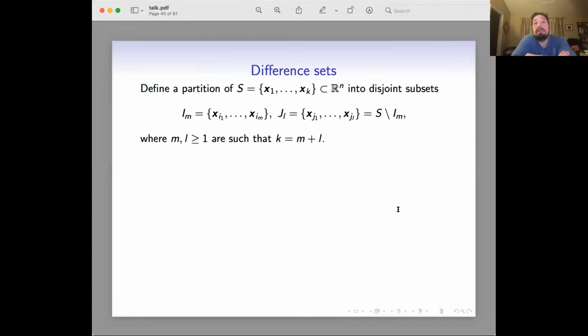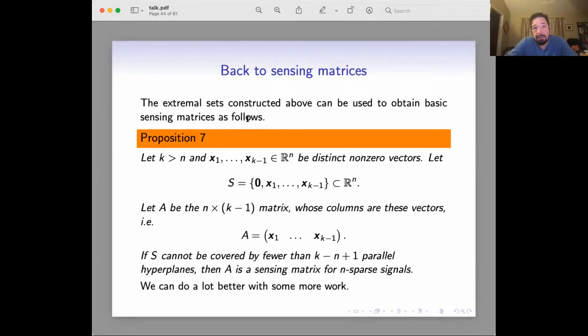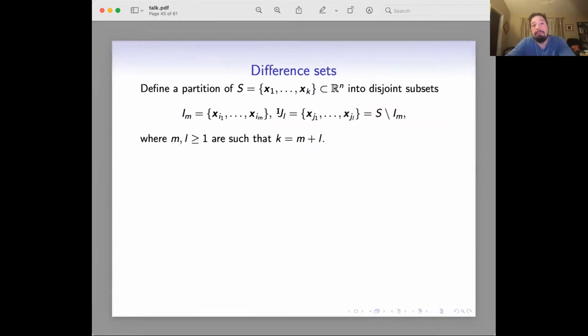Let's actually construct a different set starting from my set S. So suppose I take a set S of k points in Rn, and I partition it in two disjoint subsets. So let's say I sub m and J sub l. So m vectors in one partition, l in another, so that m plus l is k.